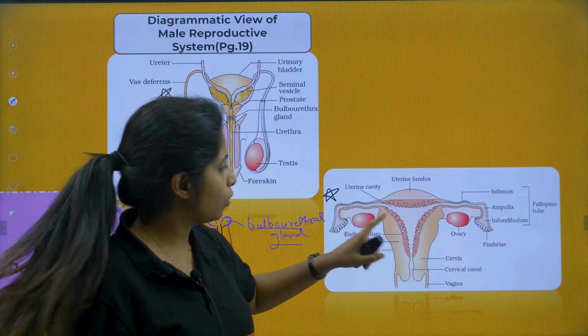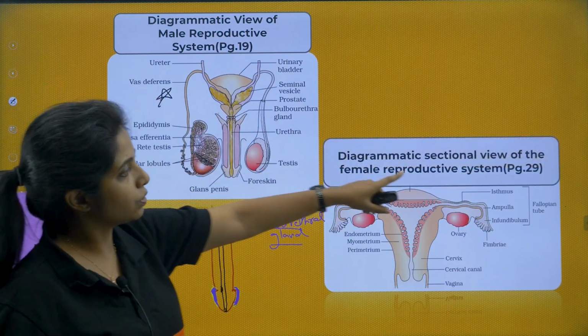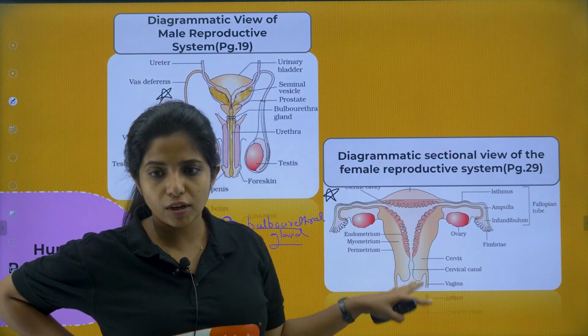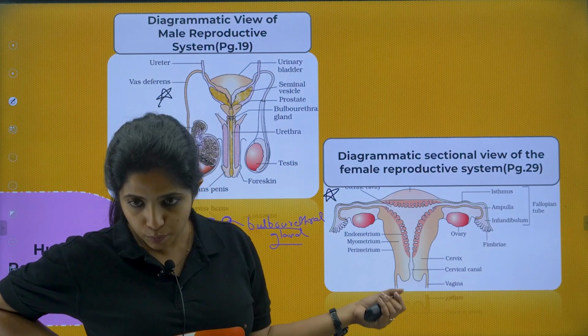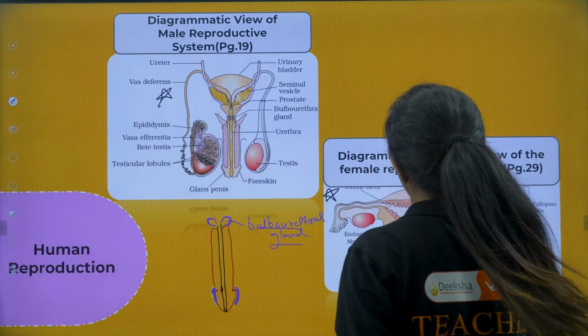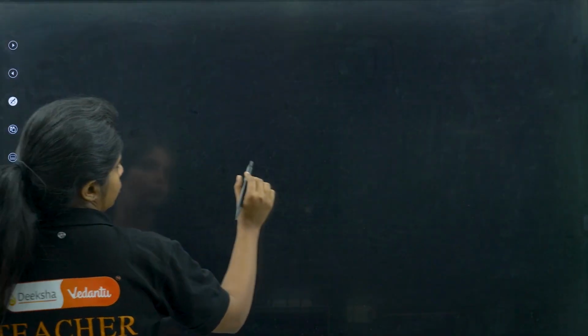Cool. Now over here you have the female reproductive system, which we have already seen. It's on page number 29. I hope you know this image. It's very easy. There is nothing difficult up over here. If you still want me to draw, I can definitely draw it. Okay, chalo, let's draw that as well. I hope this time it does not go.